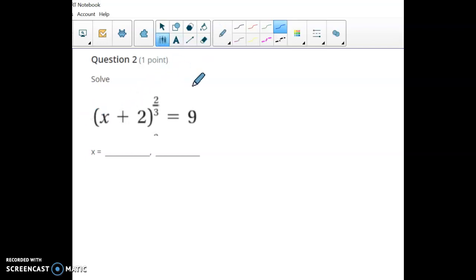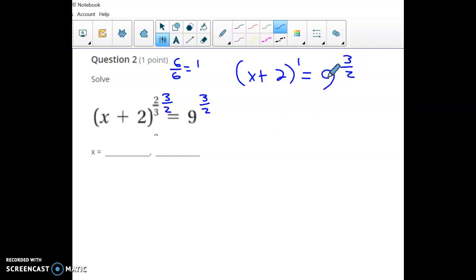So basically right away then I'm going to raise it to the reciprocal power, both sides, so flip it. And again, the reason here is this is power of a power on the left becomes 6 over 6 when I multiply those fractions, which is just 1. So we're going to get x plus 2 to the first power equals 9 to the 3 halves. All right. And then from here, the x plus 2 to the first is just x plus 2.